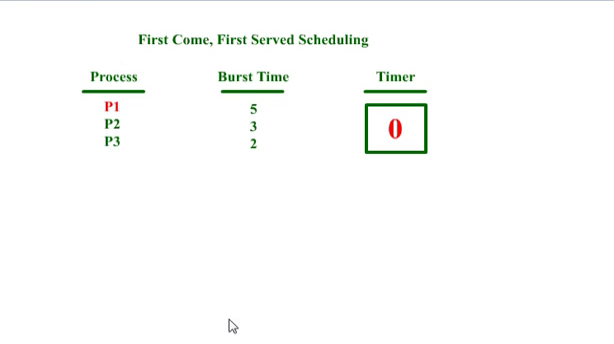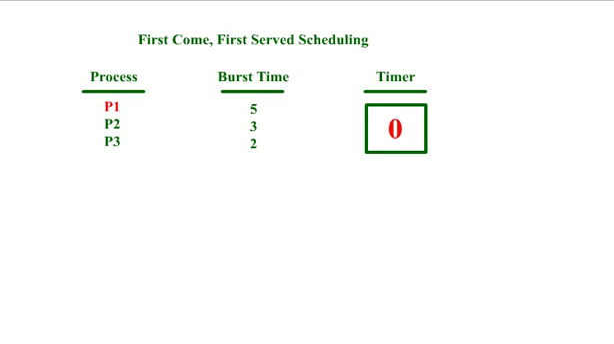So here we have three processes P1, P2, P3, and their arrival order is according to their sequence. Like P1 came first, then P2 came second, and P3 came third. And this one will represent the timer, the current value of time. Now, this is the execution time.